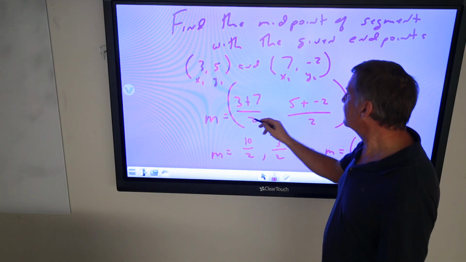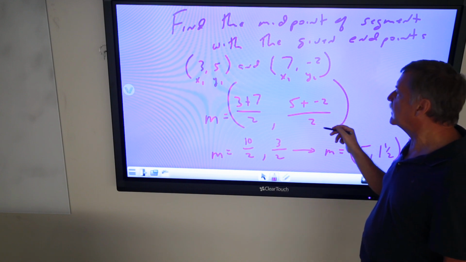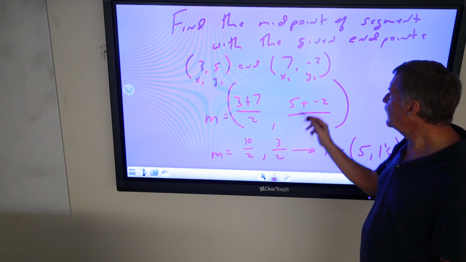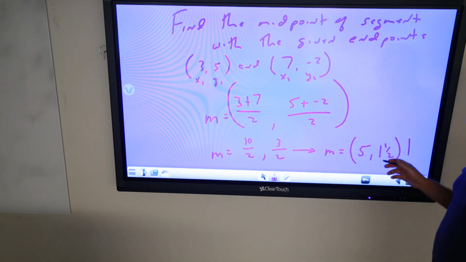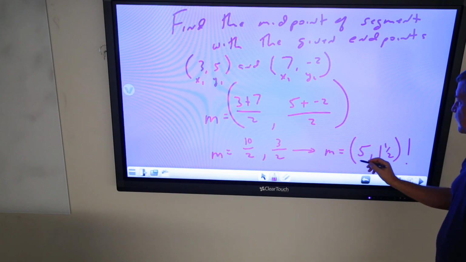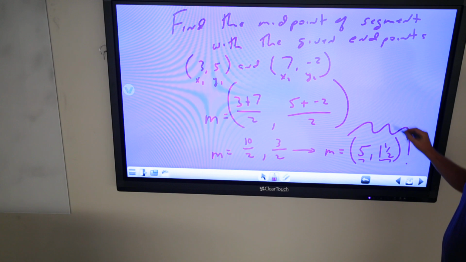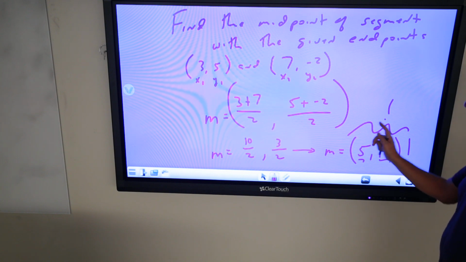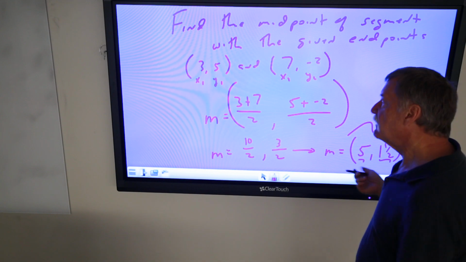So I've got 3 plus 7 divided by 2, and then I add the y's, 5 plus minus 2 divided by 2. 3 plus 7, 10 divided by 2. 5 plus minus 2, 3 over 2. So we say the midpoint is 10 divided by 2, 5, and 3 divided by 2, 1.5. And that's the answer. It's a point. It has an x value, a comma, and a y value, and they're in parentheses because that's what you're asked to find, the midpoint.